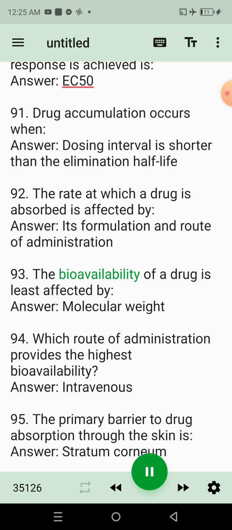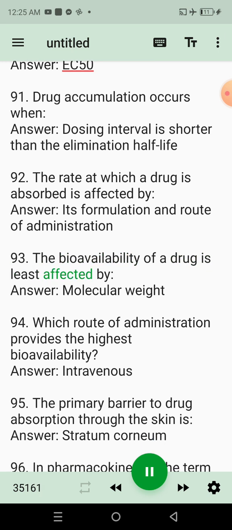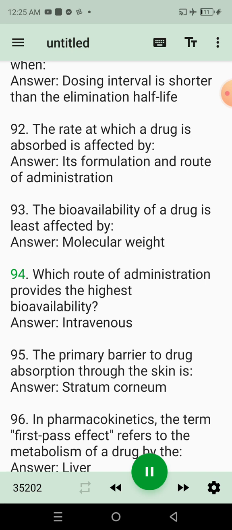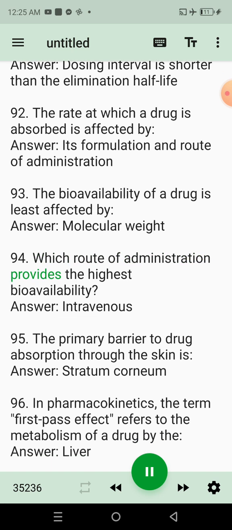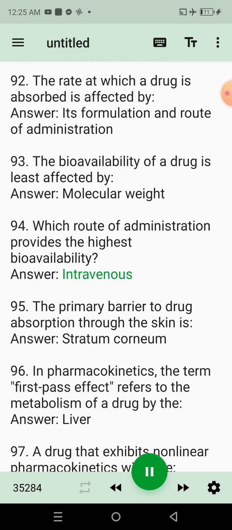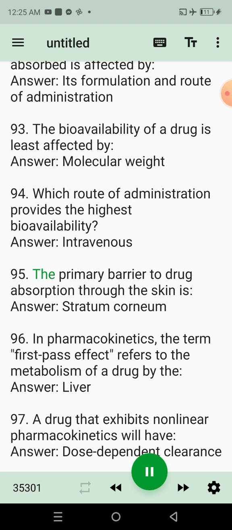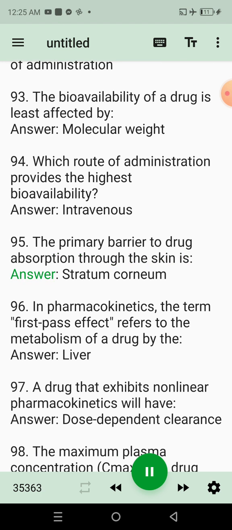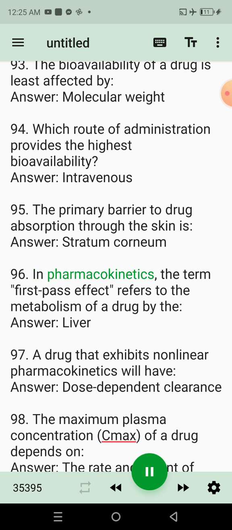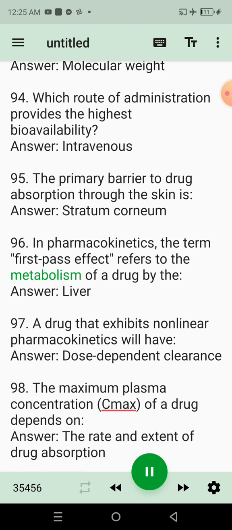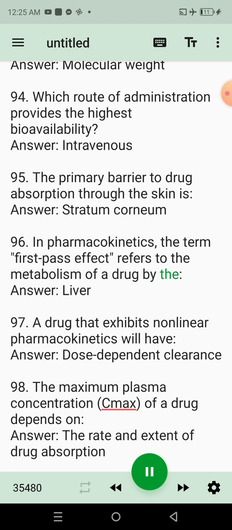93. The bioavailability of a drug is least affected by? Answer: Molecular weight. 94. Which route of administration provides the highest bioavailability? Answer: Intravenous. 95. The primary barrier to drug absorption through the skin is? Answer: Stratum corneum.